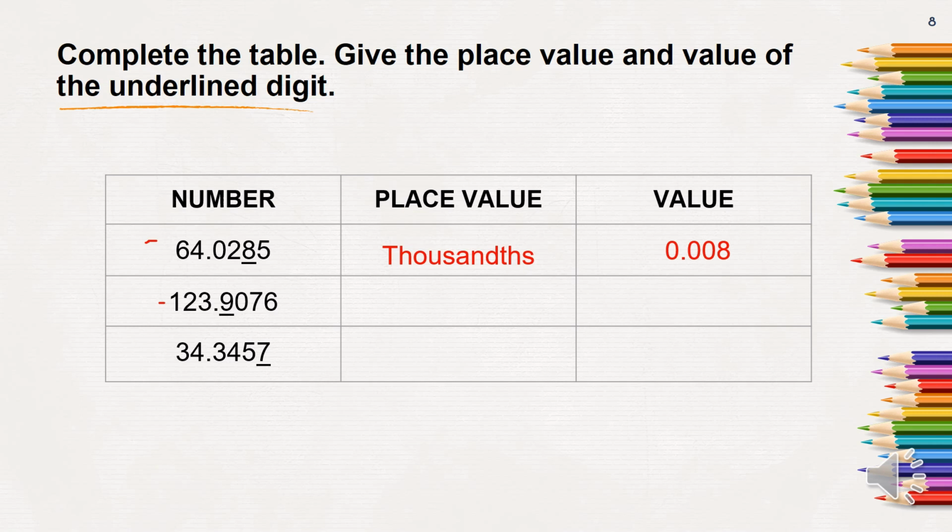123 and 9,076 10,000ths. What do you think is the place value of 9? Correct, that is in the tenths place. How about its value? We can write 9/10. Now let's proceed to the third number. 34 and 3,457 10,000ths. What is the place value of the underlined digit? Correct, that is in the 10,000ths place. How about its value? That's in the 7/10,000ths.